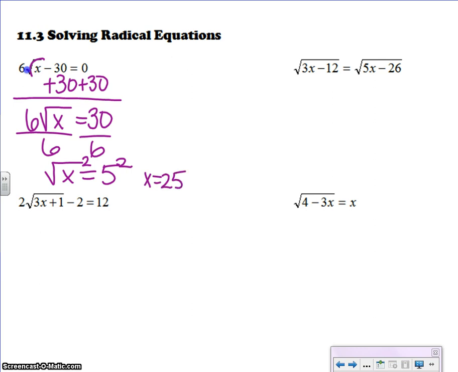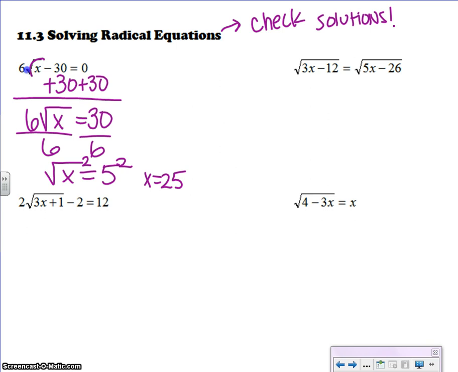Now, remember from this section, what we always need to make sure that we do is check our solution. Because sometimes when we have taken a square root, remember we can't take the square root of a negative number, so we might have to eliminate some of the answers, called an extraneous solution. So I'm going to remind you of how to check your work here.